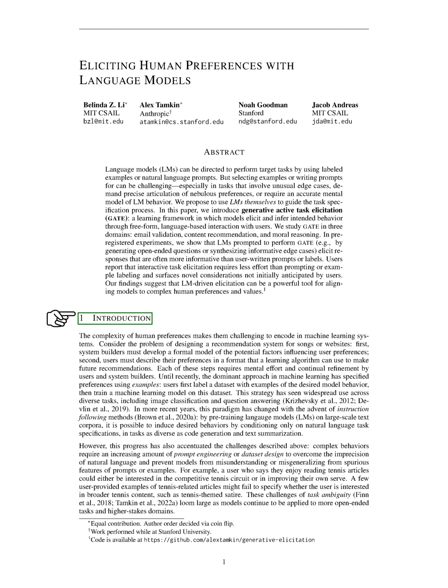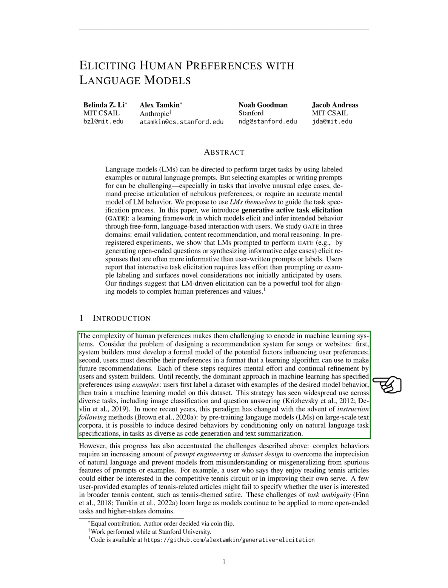Section 1 Introduction. We're going to delve into the complex world of human preferences and how they can be encoded into machine learning systems. Imagine you're trying to create a recommendation system for songs or websites. First, you need to build a model that takes into account all the possible factors that could influence a user's preferences. Then, the user has to express their preferences in a way that the learning algorithm can understand and use to make future recommendations.